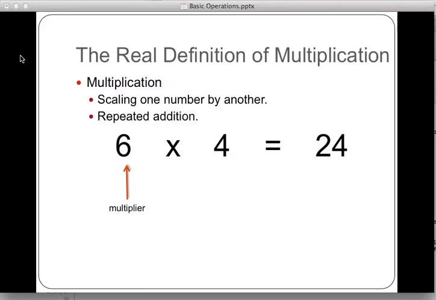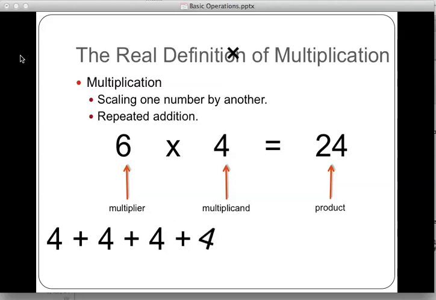But in a multiplication problem, each number has a specific name. The first number is the multiplier, the second the multiplicand, and the answer is called the product. Do you know 6 times 4? Do you know what that means? Does it mean 6 plus 6 plus 6 plus 6? Or does it mean 4 plus 4 plus 4 plus 4 plus 4 plus 4? Do you know the answer to that?